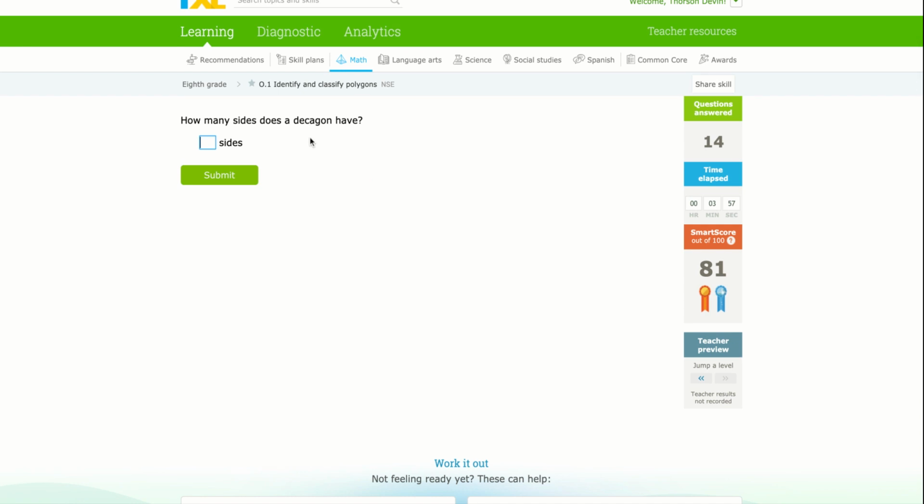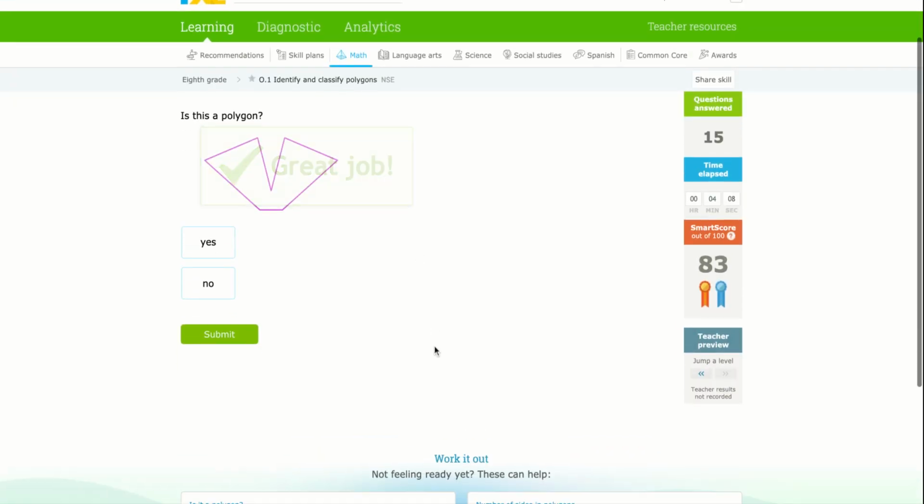How many sides does a decagon have? I like to think of the decagon like the decimal system. The decimal system is 10 numbers. The decagon is 10 sides. But again, if you need to look it up, by all means do so.